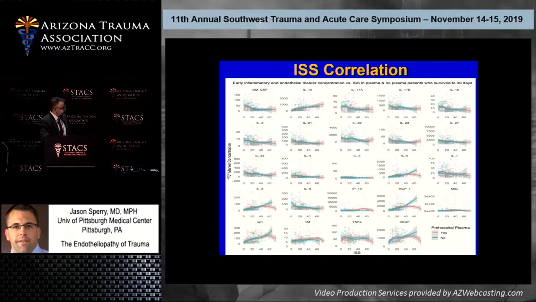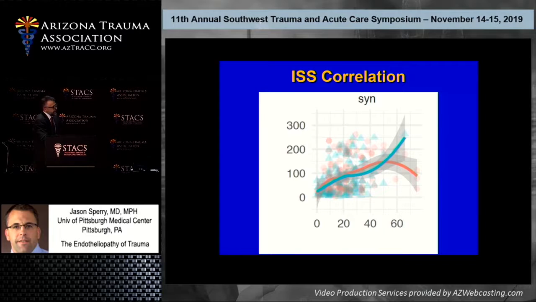Syndecan-1, right here, and we're like, wow, that's something interesting. So we looked at it a little closer, and we're like, as your injury severity increases, and we had some pretty severely injured patients, there seems to be this effect that in the plasma arm, which is red here, there's a separation and a decrease in syndecan-1.